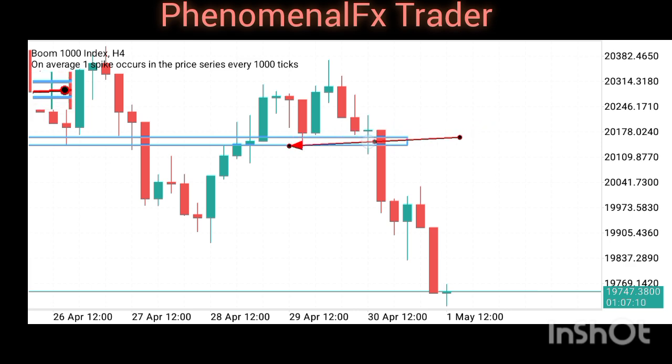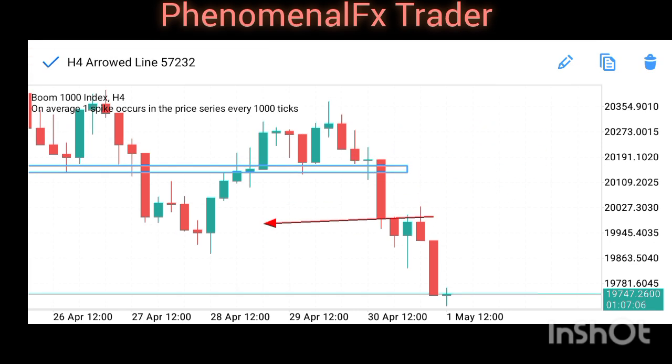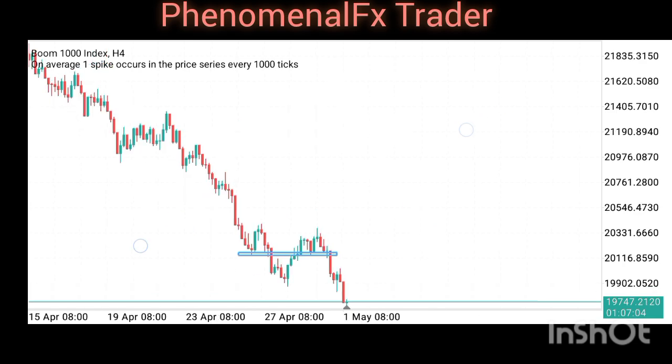So these are the kind of things you will learn. You'll be able to identify very high probability zones that can help you make informed decisions and very good profits in the market, guys. These are the things I'll show you.